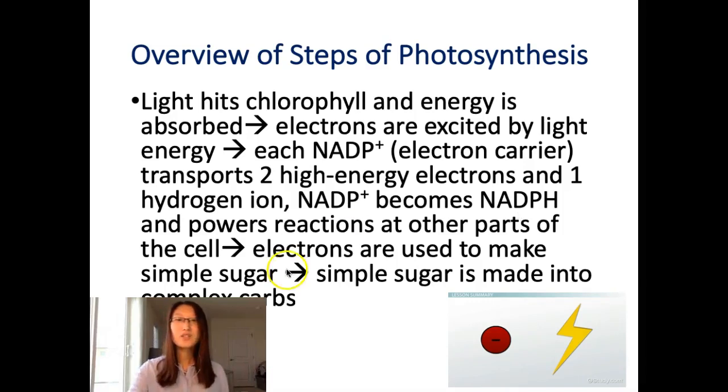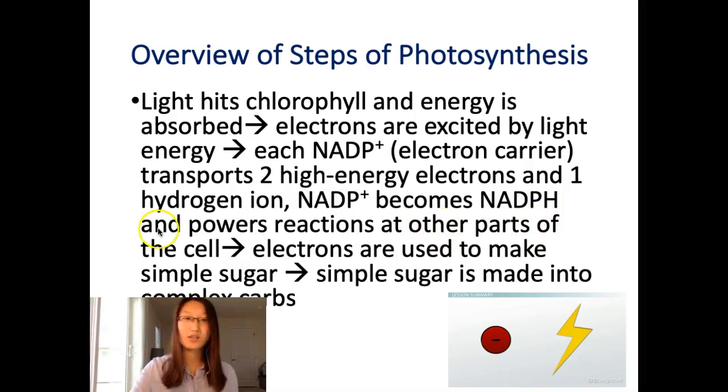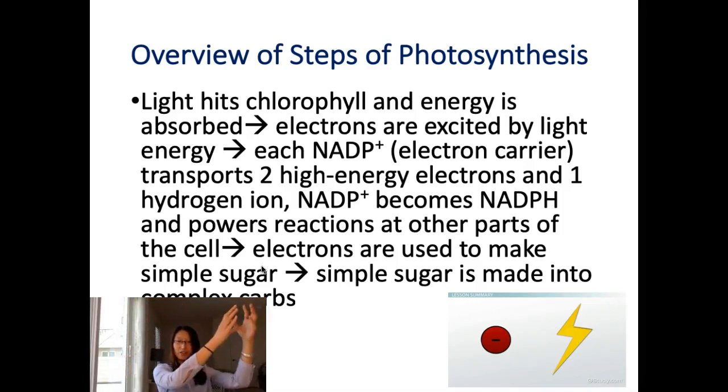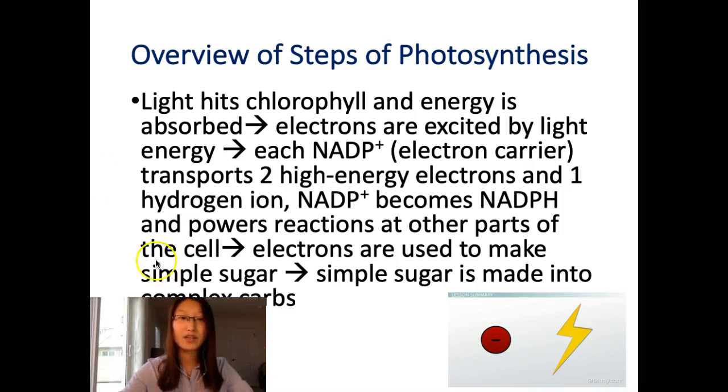All right. So NADPH, right? This all happens at the thylakoid membrane. And when this chain of events happens, and we'll look at more details of it in class tomorrow and on Monday, the NADPH can power reactions at other parts of the cell. And then at last, that high energy electron, eventually that energy in the electrons is being used to make sugar, simple sugar.